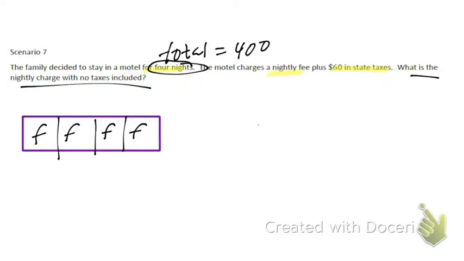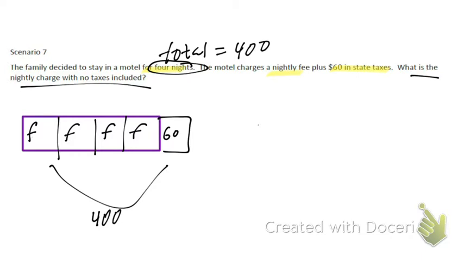So the nightly fee, right? And then, but they also charge $60. So what you could do here is, you got a couple options. You could put plus 60 just in one of the boxes to show that they're only paying that one time, right? Or if you want, you could actually just add another box and put 60 there. Whichever one you want to do. I'm just going to put 60 like that. And with the tape diagrams, with some leeway there, you could kind of do it a few different ways. And then total is 400.